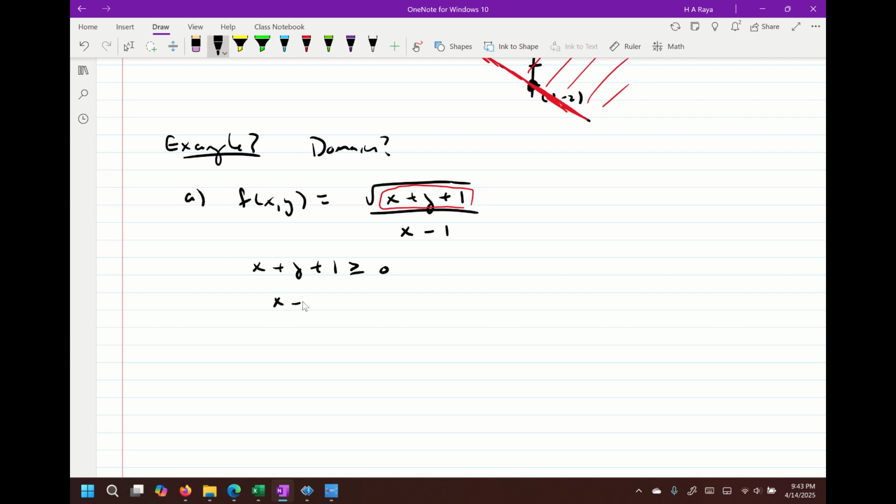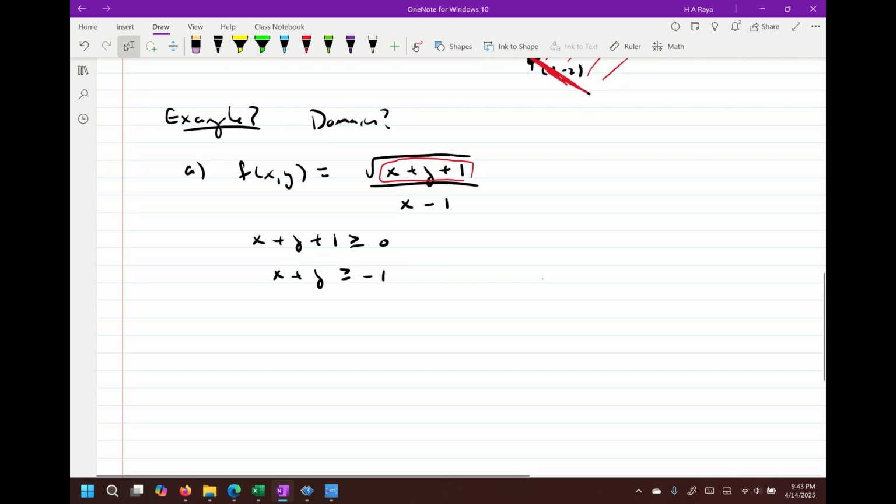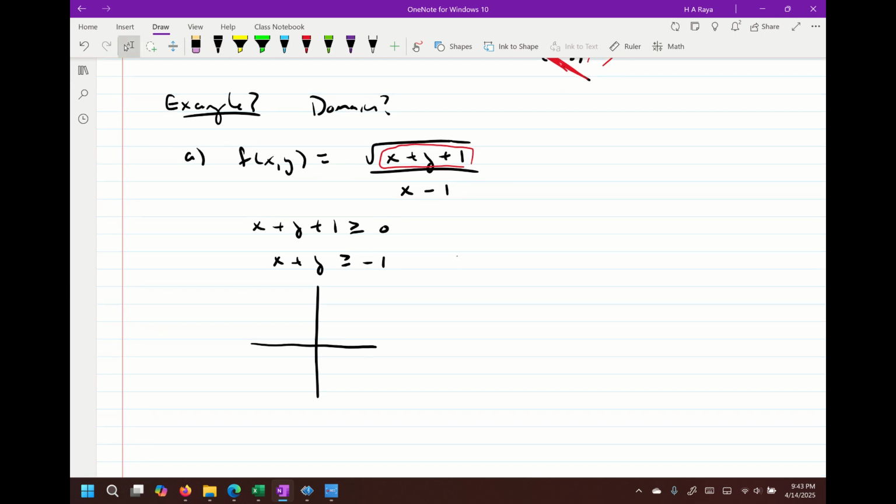Again, you can move the constant over to the right-hand side and consider the line of x plus y equal to negative 1 and get things going from there. So if you were to block out the y's, you have that x is equal to negative 1. If you were to block out the x's, you would have that y is equal to negative 1. So you would have negative 1 here, negative 1 there, and x plus y is equal to negative 1 would be this line down here.